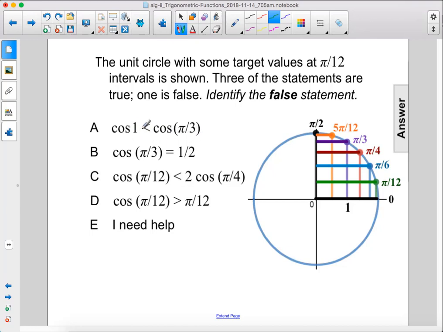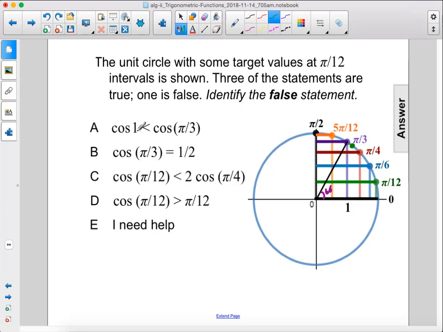Well, let's draw where 1 radian is on the unit circle. It's right about here, and the reason why I know that is because pi over 3 is at 60 degrees. So if we draw this line here, we know that pi over 3, pi is just 180 degrees, divided by 3 is 60. So this is 60 degrees.